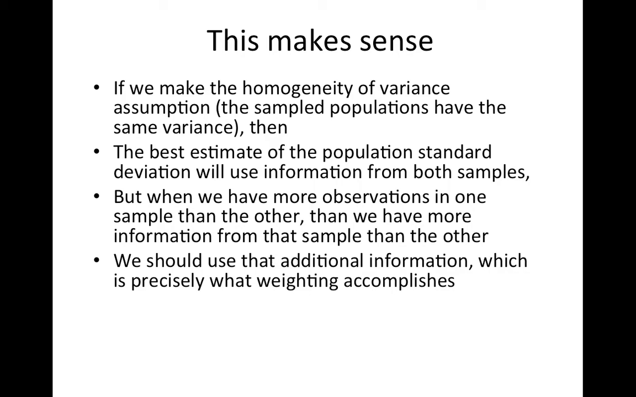But when we have more observations in one sample than the other, then we have more information about the population from that sample than the other sample. And we should use that additional information, which is precisely what weighting accomplishes. What we do is we are using that information in our determination of the standard error, and we're using it in direct proportion to how much information we have. If we have twice the amount of information from one sample than the other, then we're going to weight those values twice as much as the others.